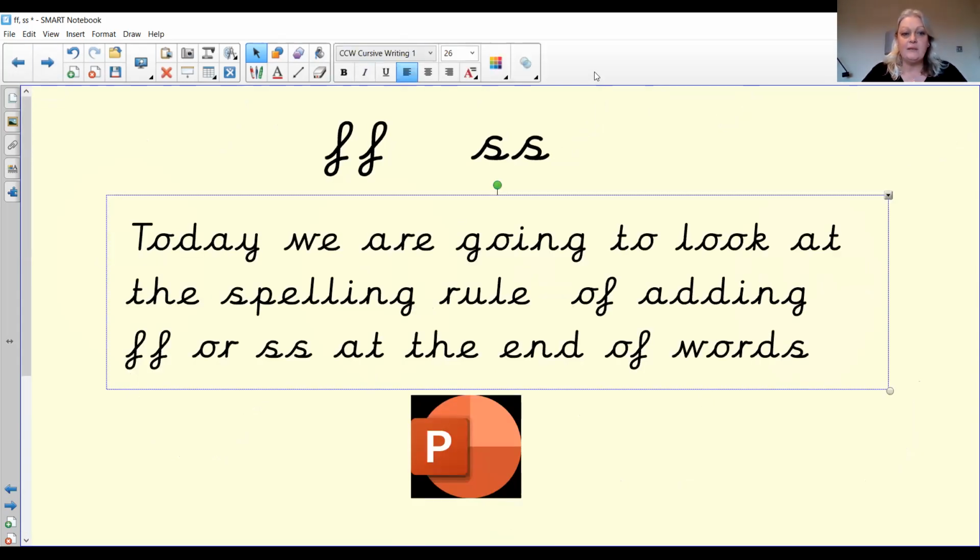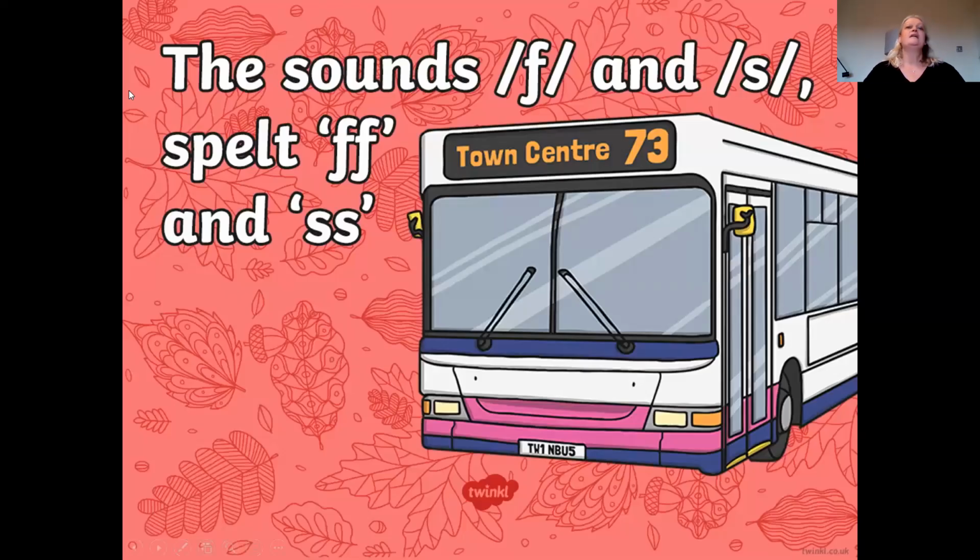So today we're going to be looking at a spelling rule of when to add a digraph f or s at the end of words. So let me see if I can share this with you now. Hopefully you can see what I can see. So we're looking at the sounds of f and s when they are spelt with a digraph. Now we know a digraph is two letters that make one sound. So the sound is still an f and an s, but it's made up of two letters, ff and ss.